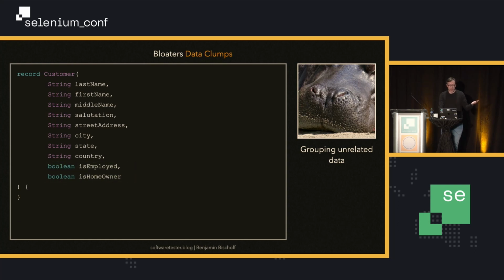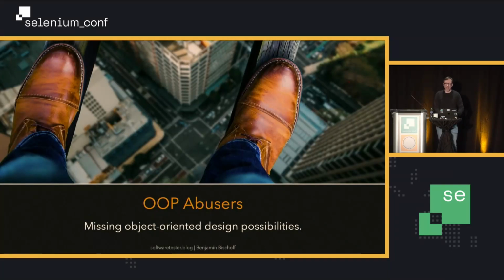One category down, four to go. OOP abusers. That is related to object-oriented programming languages. And that is when you write code that does not use the OOP principles that this language offers you.